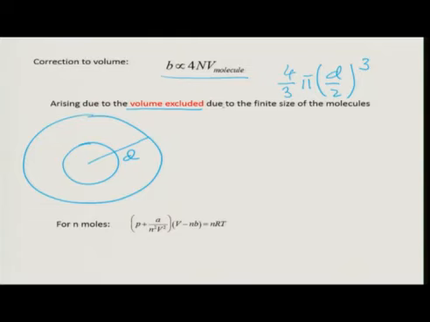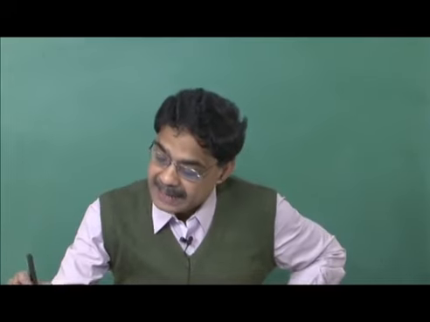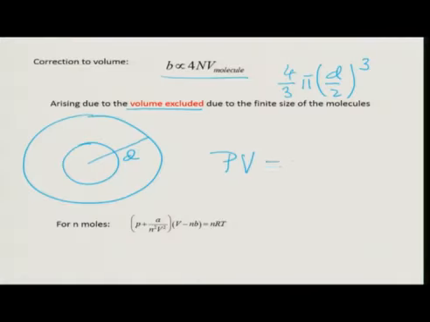Now, if someone wants to generalize to n moles of ideal gas, we know PV is equal to nRT. So, what should be the form in the case of van der Waals gas or the real gas? Let us assume n moles. Okay? For n moles, you know the correction to volume will be more because I have more molecules now in the same volume. So, my excluded volume will be n times more.